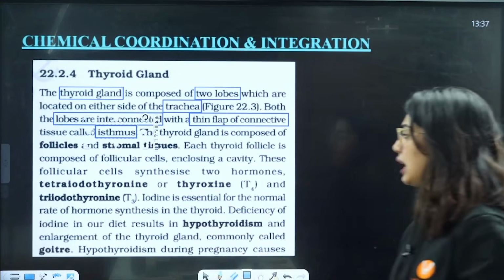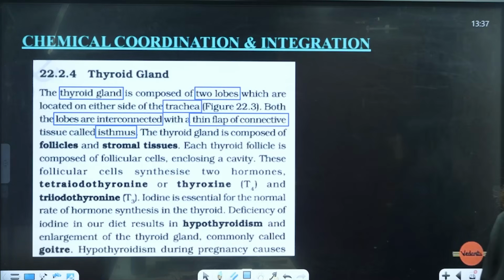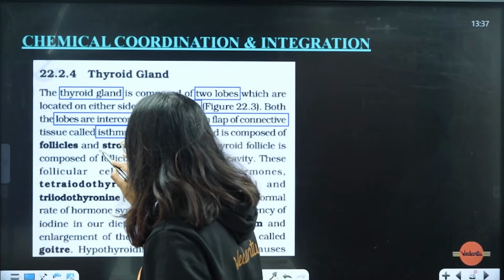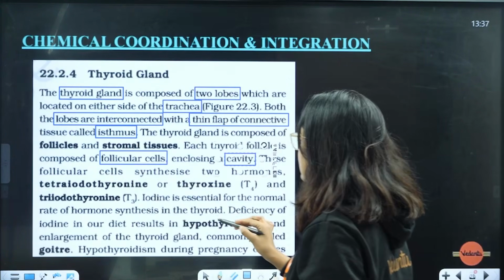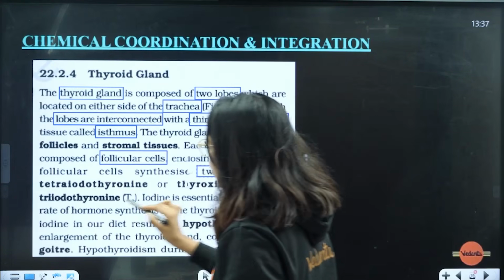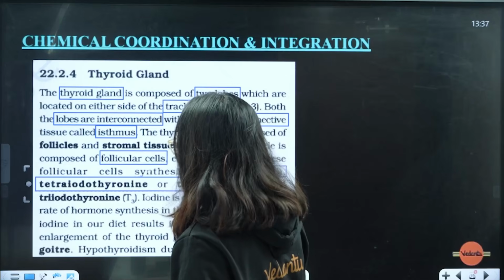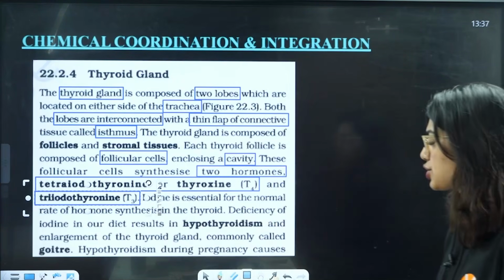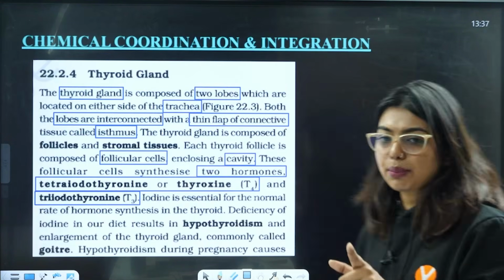The thyroid gland is composed of follicles and stromal tissues, which I'll draw and show you. Each thyroid follicle is composed of follicular cells enclosing a cavity. These follicular cells will synthesize two hormones. Which are the two hormones? Tetraiodothyronine, or thyroxine, which is T4, and triiodothyronine, which is T3. Iodine is essential for normal rate of hormonal synthesis in the thyroid. Deficiency will lead to hypothyroidism.